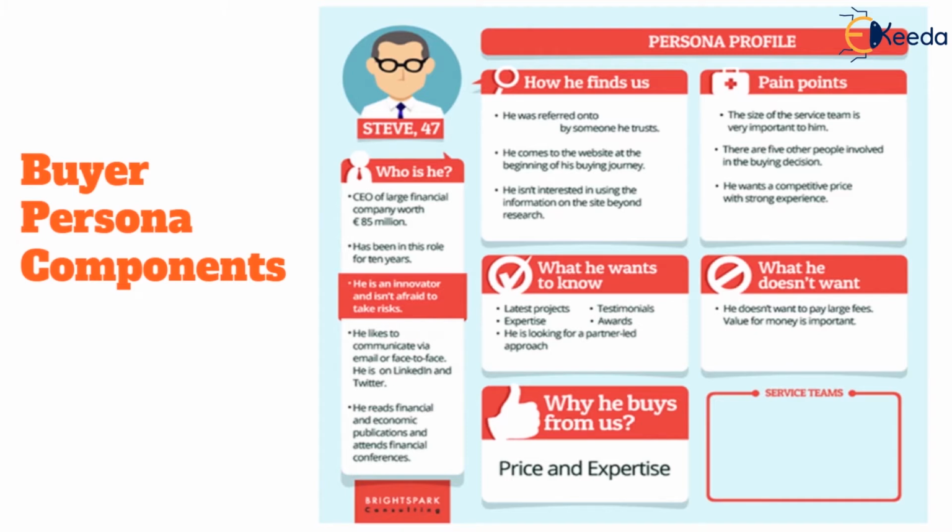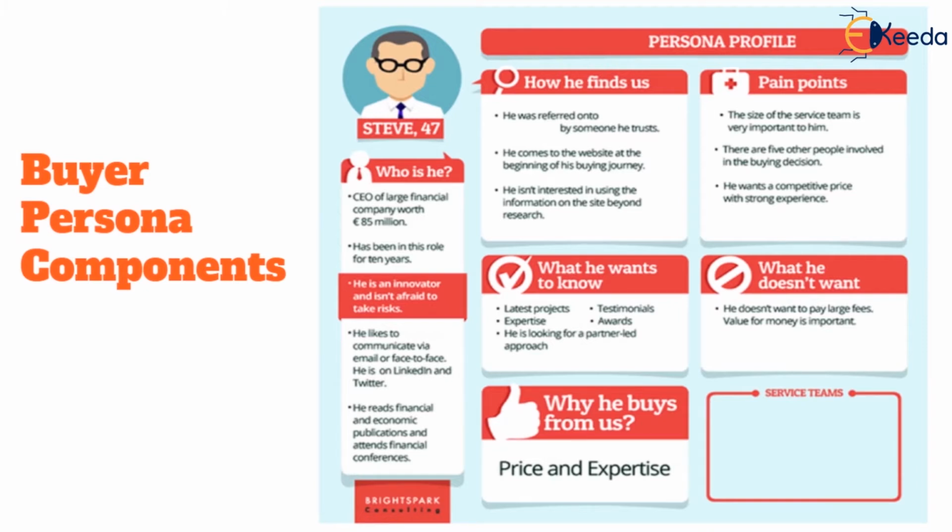So this person has been in this role for 10 years. So this is definitely an experienced, educated person who's in an assured kind of occupation. And then you have psychographic indicators like he's an innovator, likes to communicate via email or face to face, reads financial and economic publications, and attends financial conferences. So you get an idea of what kind of person it is that you are going to connect with your content communication.